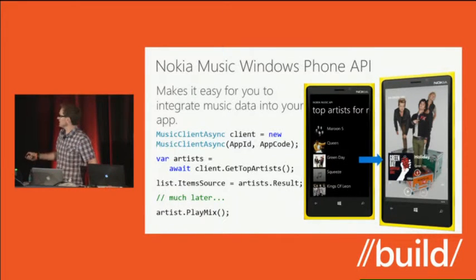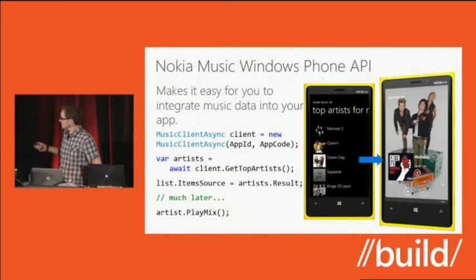And what you can see here is the very simple bit of code to use it. What we've got is a music client class. And we support, again, Windows Phone 7 and Windows Phone 8. So this is showing the lovely new async version.